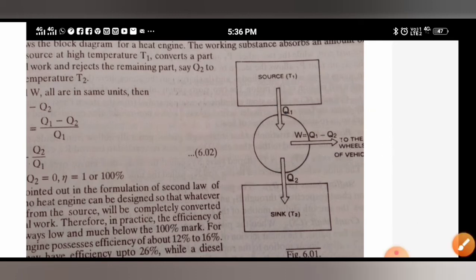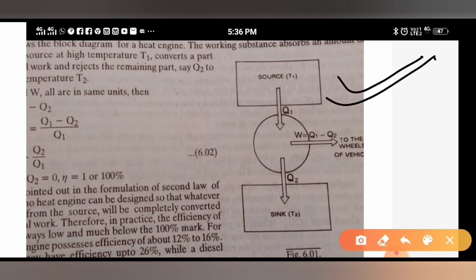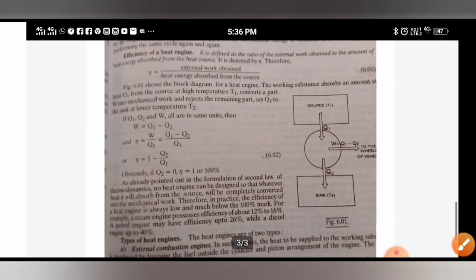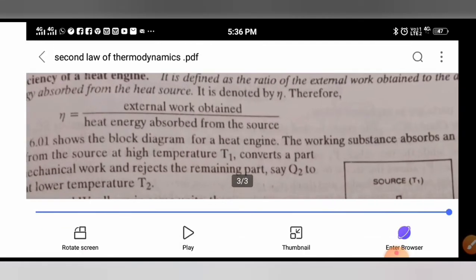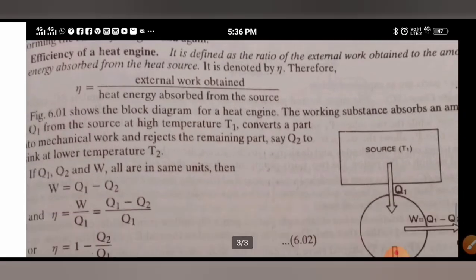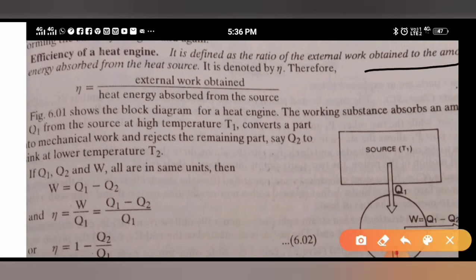So this diagram is showing everything. I hope it is clear to you all. Now let us find its efficiency. Students, efficiency is very important. What is the efficiency of a heat engine? It is defined as the ratio of external work to the heat absorbed from the source. Just now I told you the work done is Q1 minus Q2. And eta, meaning efficiency, is W upon Q1, so Q1 minus Q2 upon Q1.